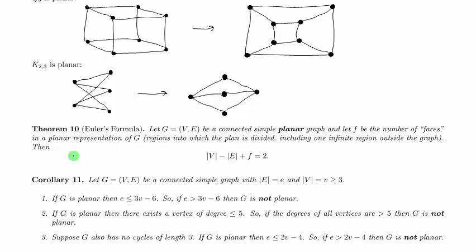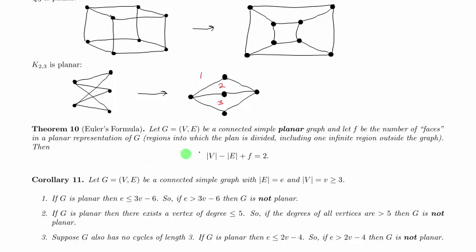And so those are going to be the regions into which the plane is divided, which includes an infinite region outside of the graph. So if we look at our K2,3 example, for instance, we would have one region outside to 3 regions total into which the plane is divided. And so that would be the number of faces then.